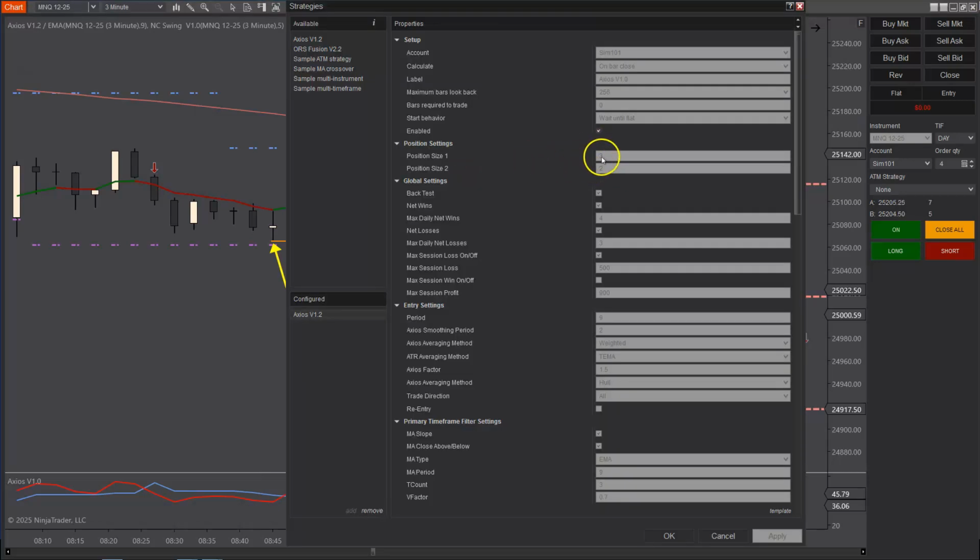So 3 for the first position and 2 for the second position. We got all sorts of settings that we can mess around with for Axios. It's a very robust, awesome strategy.